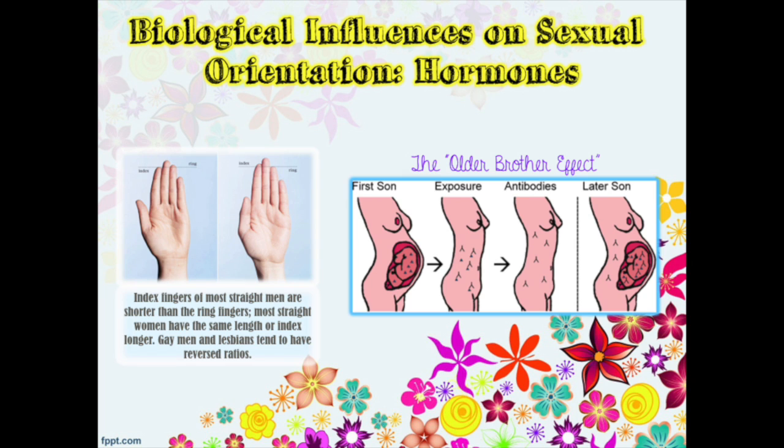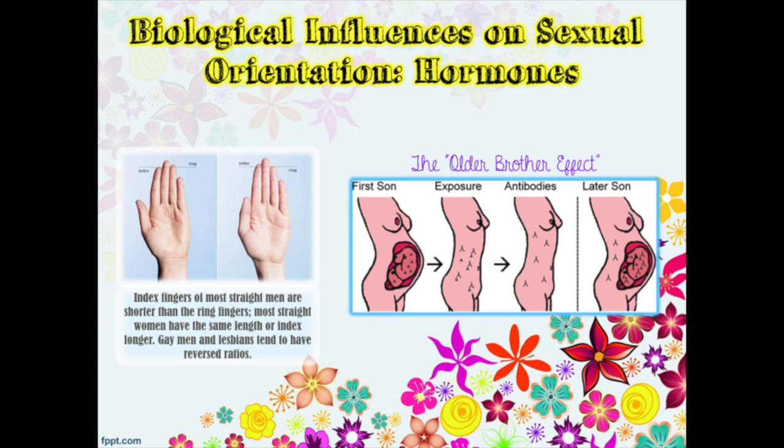So as I mentioned, researchers have found that there is a difference in spatial ability and auditory differences in homosexuals and heterosexuals. However, this may be due to brain structures and or functions, or it could be due to prenatal hormonal exposure. Researchers have also found a difference in finger length for heterosexuals and homosexuals that may also be due to prenatal hormonal exposure.